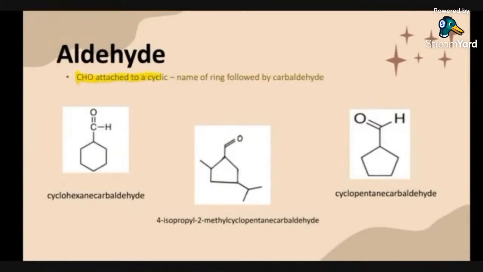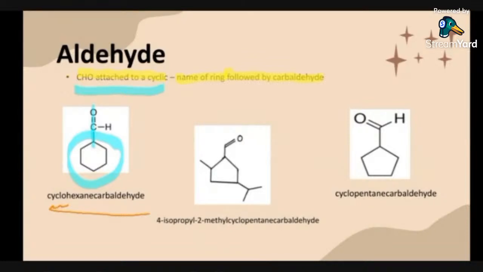So we take a look at the aldehyde CHO attached to a cyclic. As we can see, C double bond O is attached to a cyclic here. The name of the ring is followed by carbaldehyde. So CHO attached to a cyclic, and the name of the ring followed by carbaldehyde. This is CHO, attached to a cyclic, and this is cyclohexane, and we just put carbaldehyde at the back.